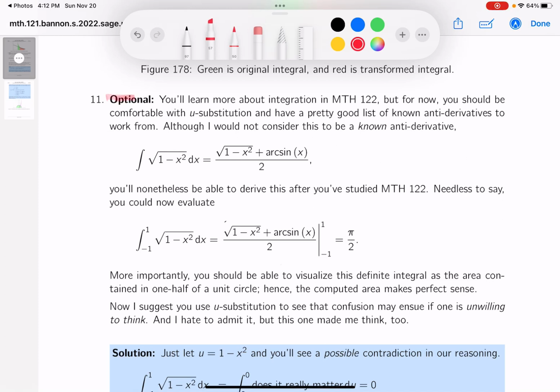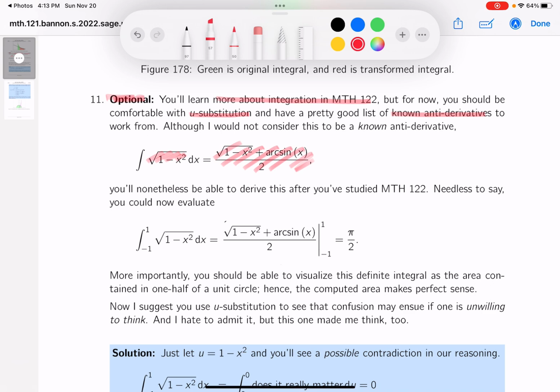Okay, optional question. It's about integration, how confusing it can be at times. But you're going to learn more about integration in Math 122. Right now, you should have a good idea of how to do a U substitution, and a pretty good list of known antiderivatives. Looking at this problem, I would not consider this a general antiderivative that you should know. However, it is a known antiderivative.